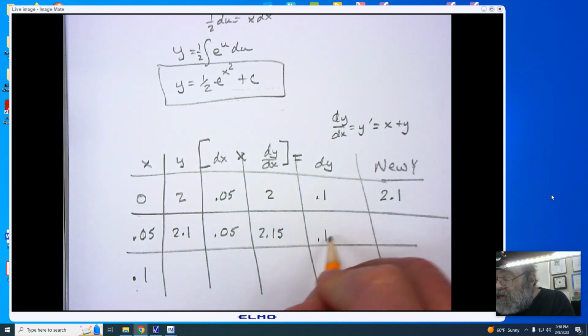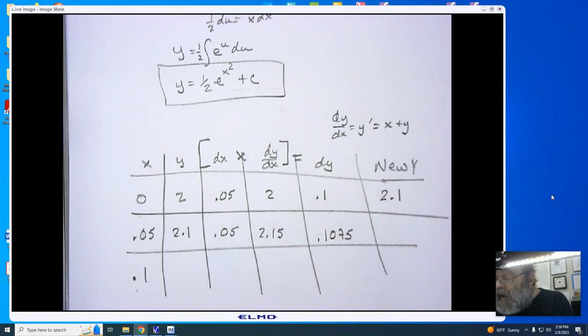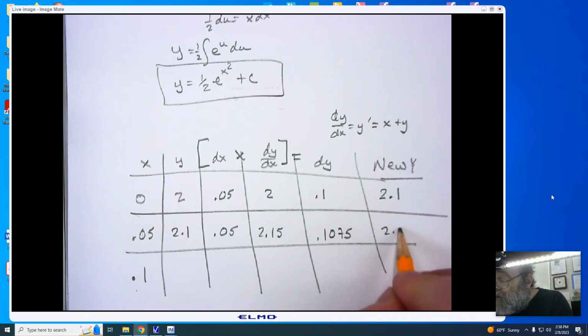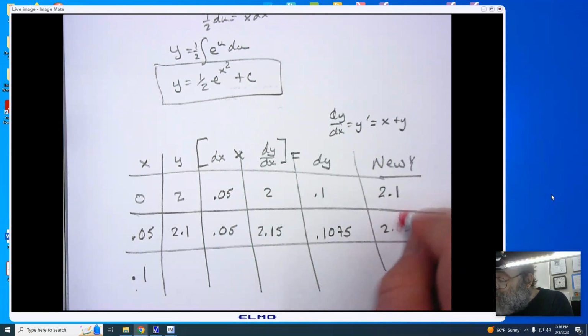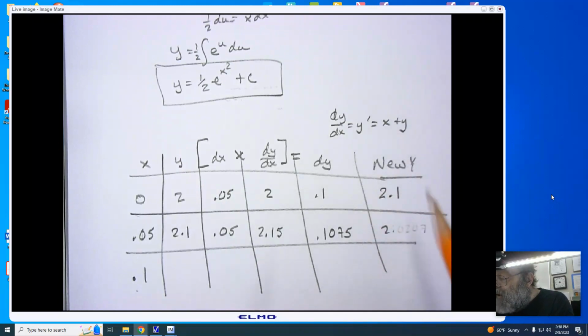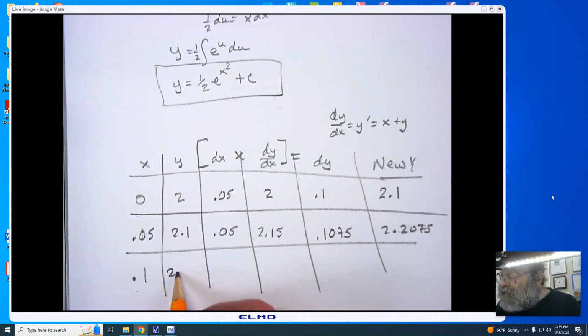I get 0.1075. I'm now adding 2.1 plus the 0.1075, and I end up with my answer, 2.0207. Well, let's try that again. Extra decimal place there. 2.2075. And that's the answer that we're looking for.